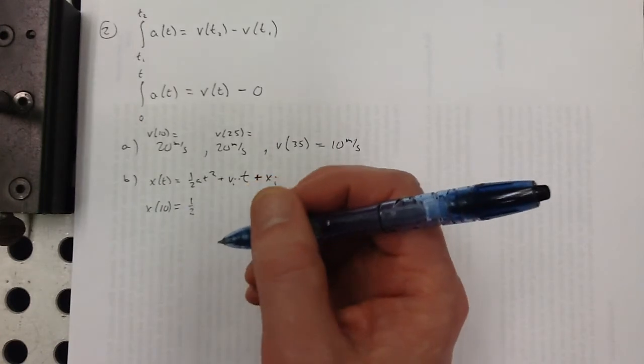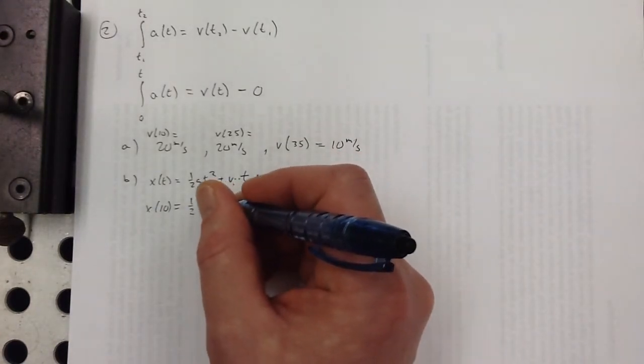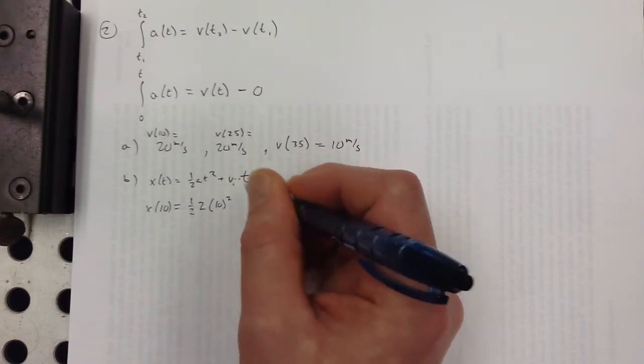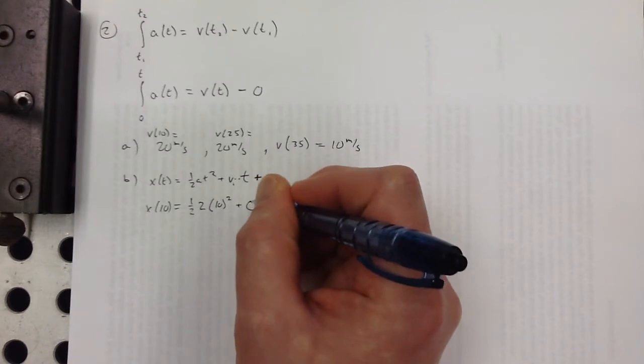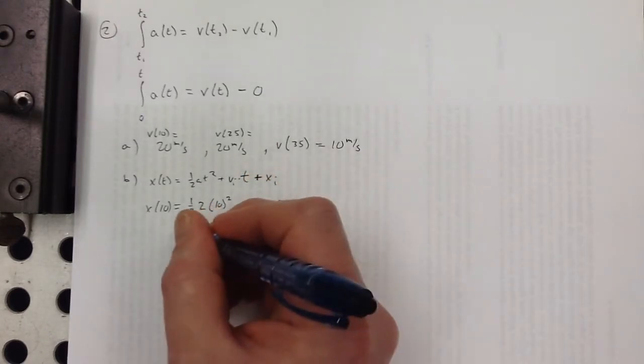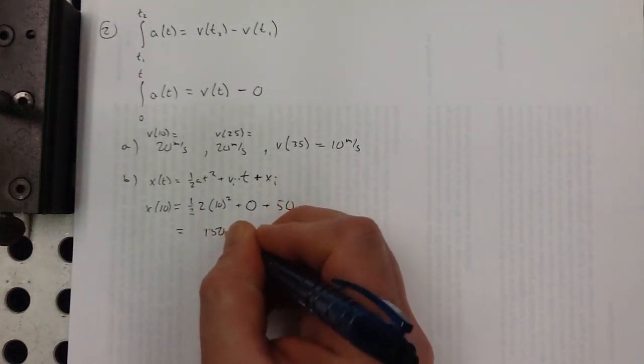So the initial velocity is 0, which means the position at time 10 is 1/2 times the acceleration, which is 2 during that first stretch, times time 10 squared, plus the initial velocity of 0, plus the initial position of 50. So that's 150, looks like.